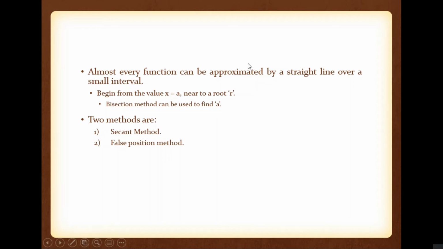Okay, so please note we are approximating the given function by using a linear straight line very near to the root. So this is applicable within a very small interval. That small interval must be very close to the actual root. At that point we are assuming that the given function is a straight line. By using that concept we are going to find the root. The two methods are the secant method and the false position method.